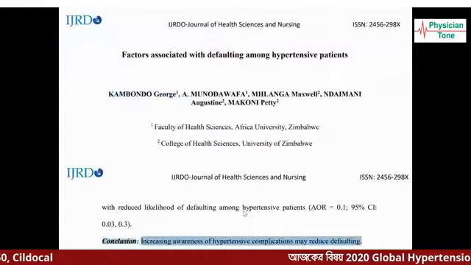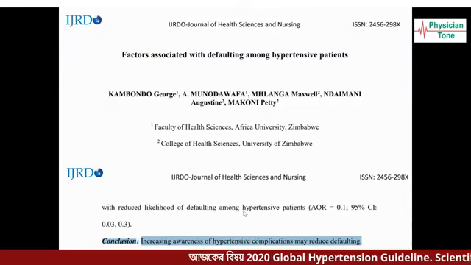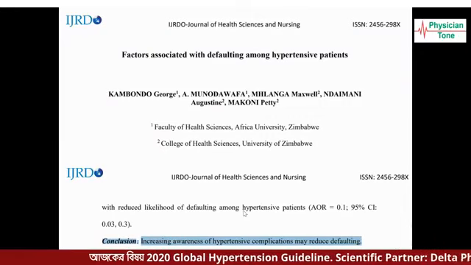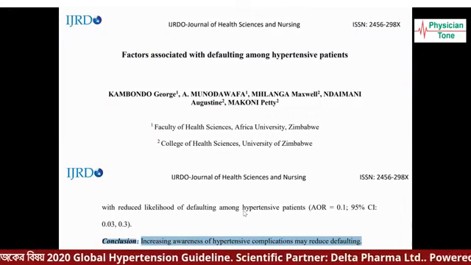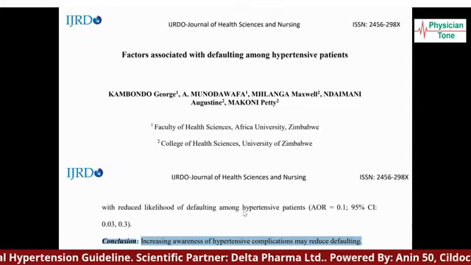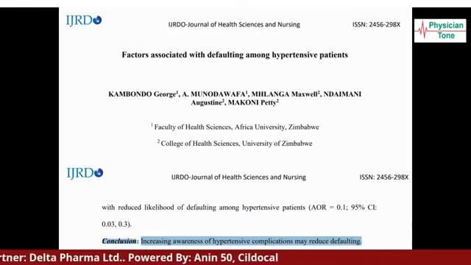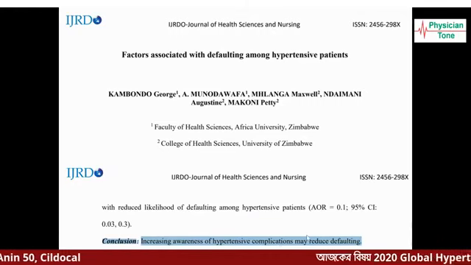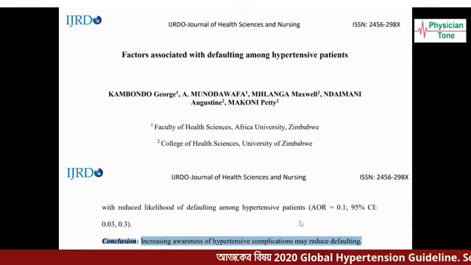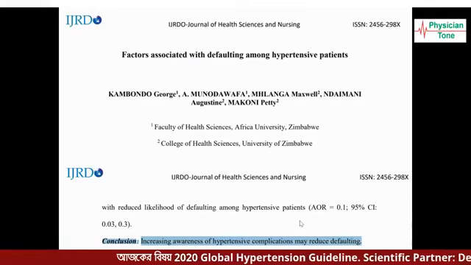Another article published from Africa looked at the factors associated with defaulting among antihypertensive patients. In conclusion, this article said that increasing awareness of hypertensive complications may reduce defaulting. So there are a lot of defaulters of antihypertensive treatment.